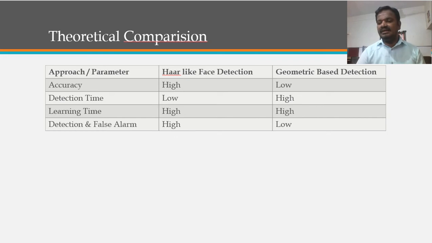For example, some textures are available. Here you can see my face shadow is coming. It can also be detected as a face when using the geometric approach. For example, I can show it something like this, so that my nose is in the shadow. It can also be detected as a face with respect to geometric based detection, and that will give false alarms.